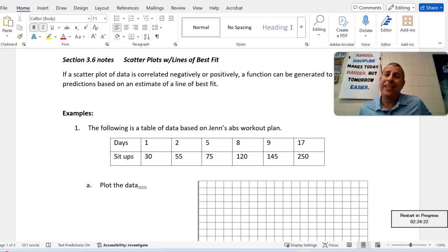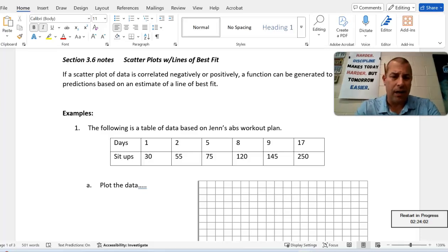A function can be generated to make predictions. Now this is where math goes: the ability to make predictions. You can become a very wealthy person if you can come up with ways of predicting with data what's going to most likely happen next. So here we go. The following data is Jen's abs workout plan.